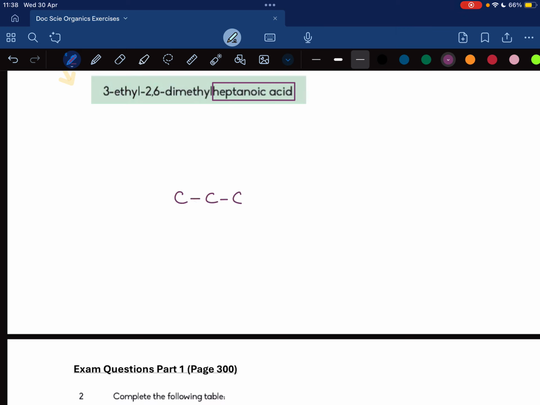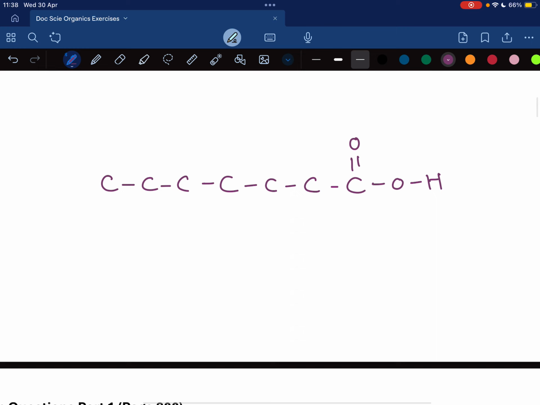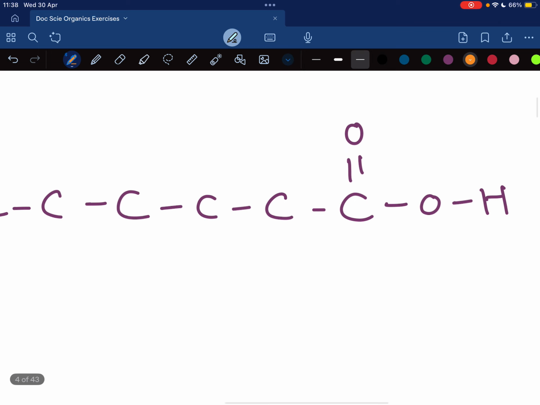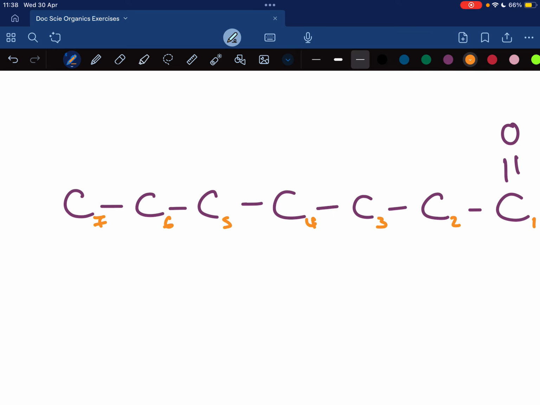1, 2, 3, 4, 5, 6, 7, and then it should end in OH. Okay, it doesn't matter which side you put your functional group as long as it's on the terminating carbon. So now we always number closest to the functional group. So I'm going to put my little numbers here: 1, 2, 3, 4, 5, 6, 7.